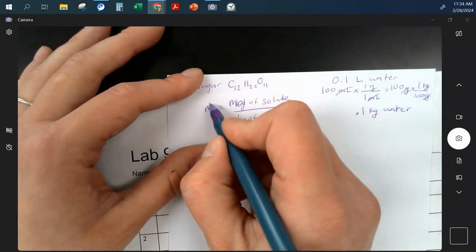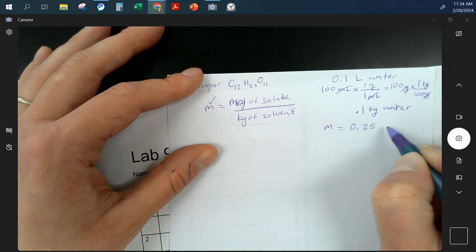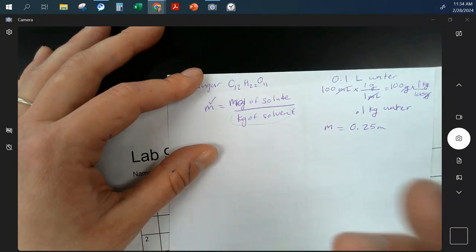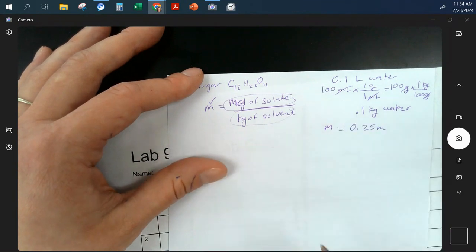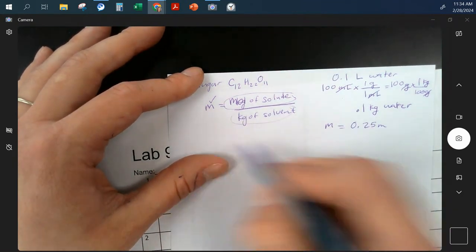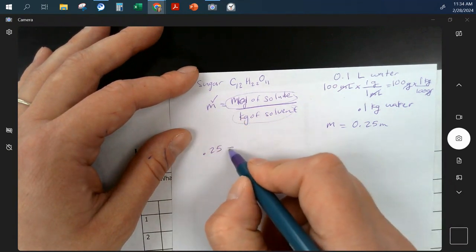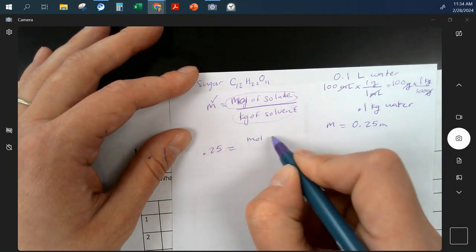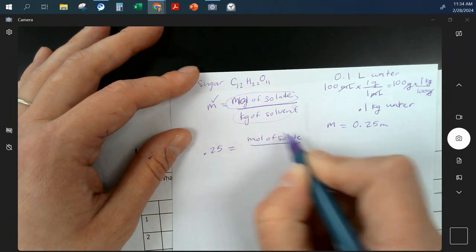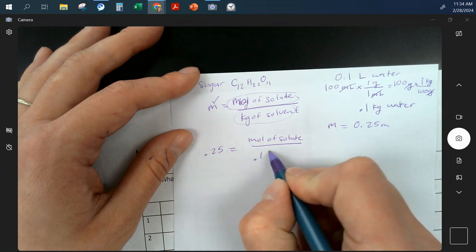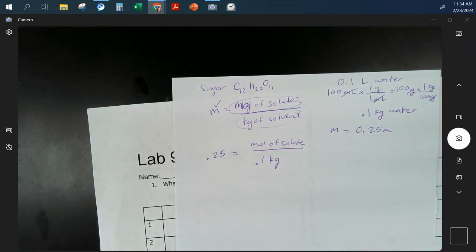We have this value. We are trying to make a 0.25 molal solution, so that way we can find moles of the sugar. So we'll put this 0.25 over here, and then we're going to say moles of solute or sugar. Our solute is sugar here. And then divide by 0.1 kilograms of water. So then we are going to solve for moles.